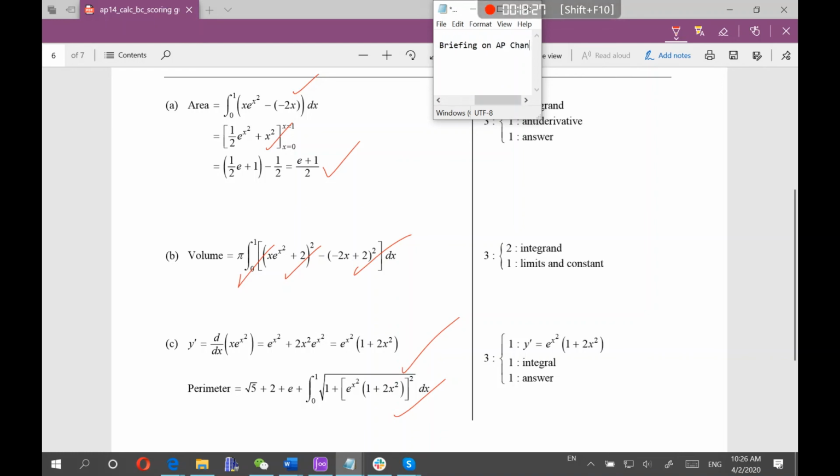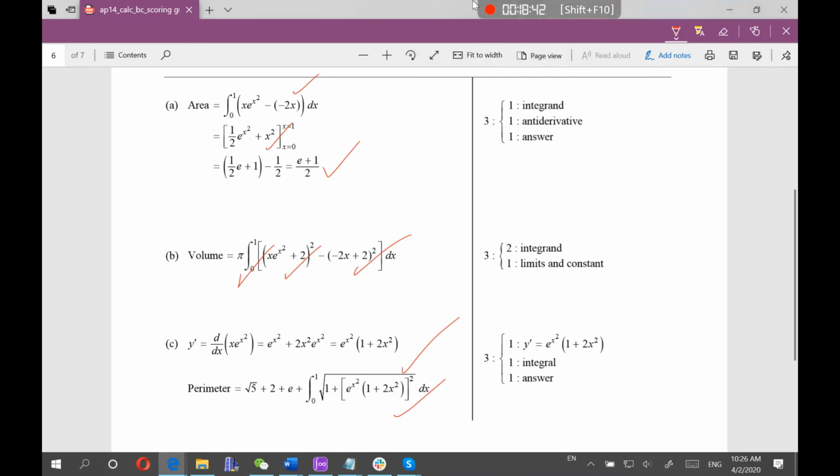Briefing on AP changes after College Board's release. Okay, if for whatever reason College Board delays it, I'll let you know on WeChat. Okay, thank you very much, and I'll see you tomorrow for physics.